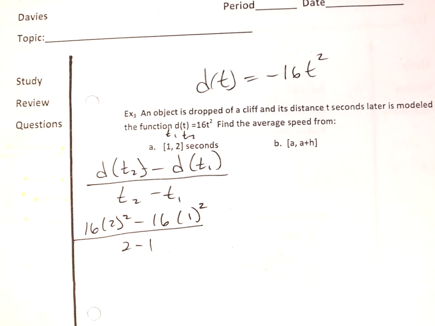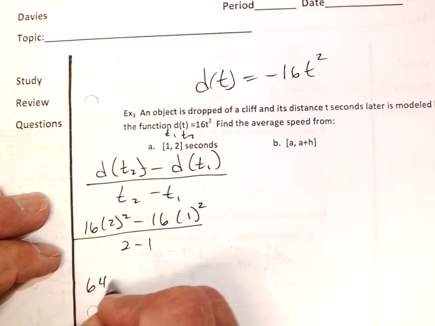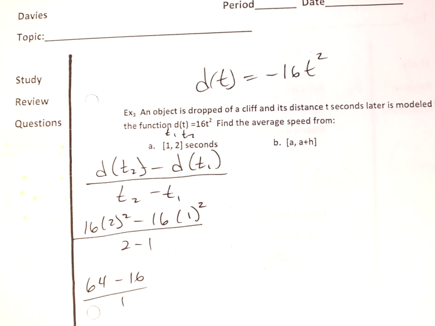Now let me back up and let you take a look at it, okay? I need distance 2, plug in 2. Now it'll tell me how far it dropped in 2 seconds. I need distance 1, plug in 1 second, and that'll tell me where it's at after 1 second. So just divide it by the interval, okay? So do the math. I think I get negative 64 minus negative 16 over 1, which I think is 32, right?